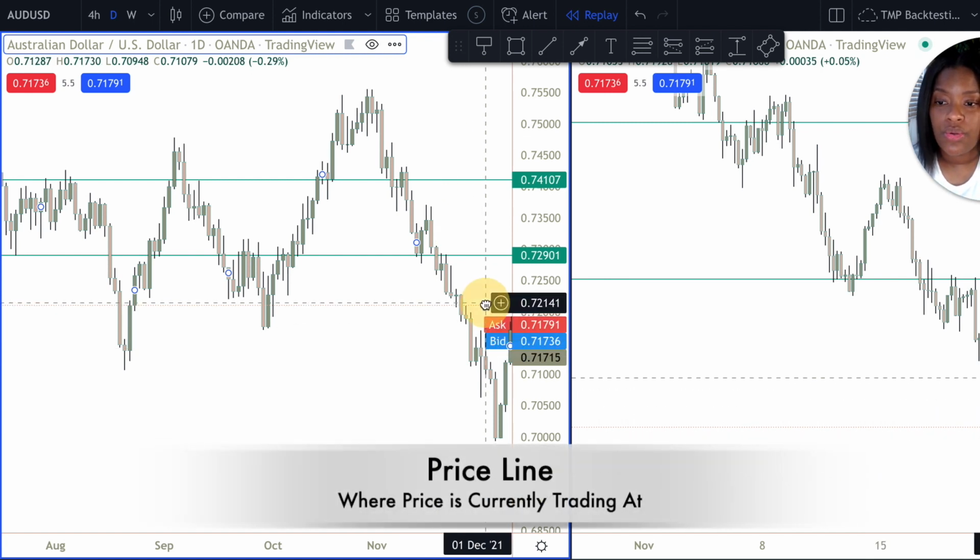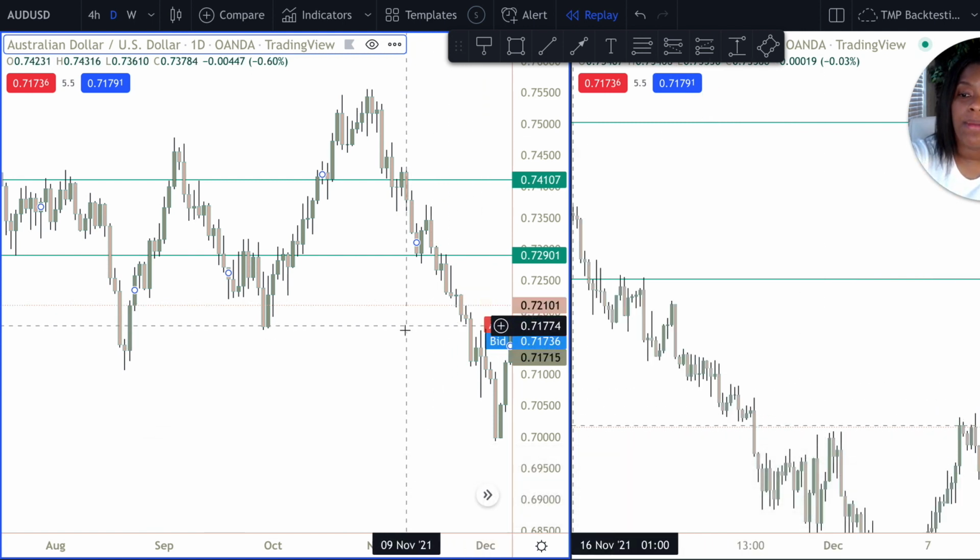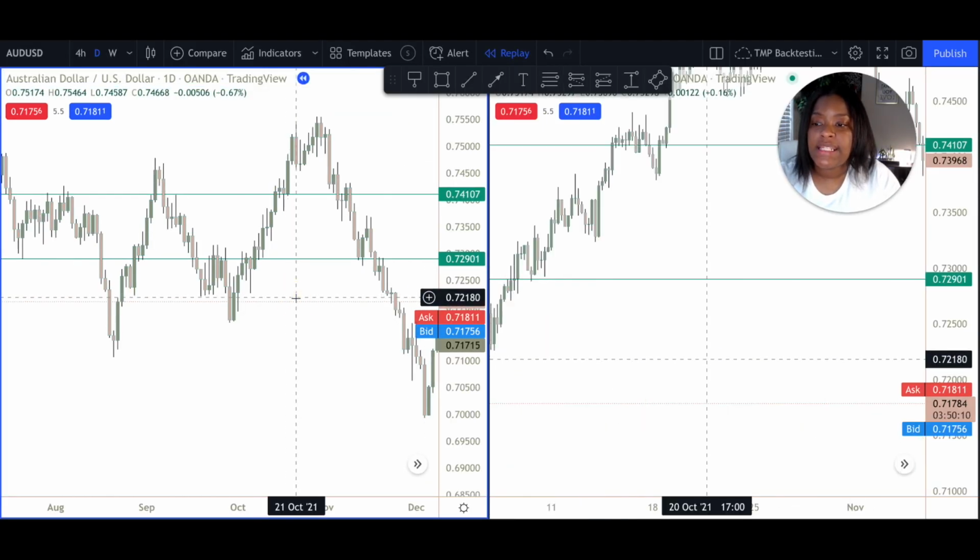But what's most important is your price line, and that is where price is trading at for the moment. So do you guys see right here, I have a peach line that says 0.72101. So what this means is that that's where price is trading at for the current moment. Here's why this is important.